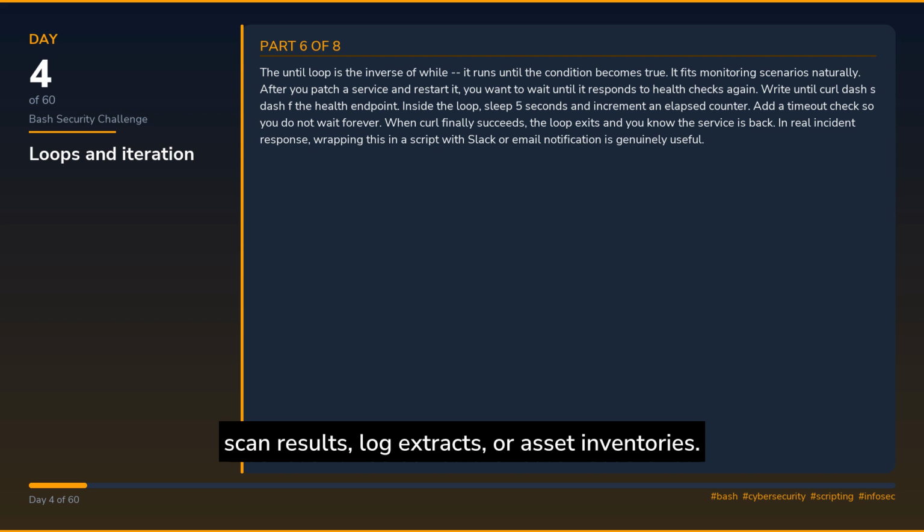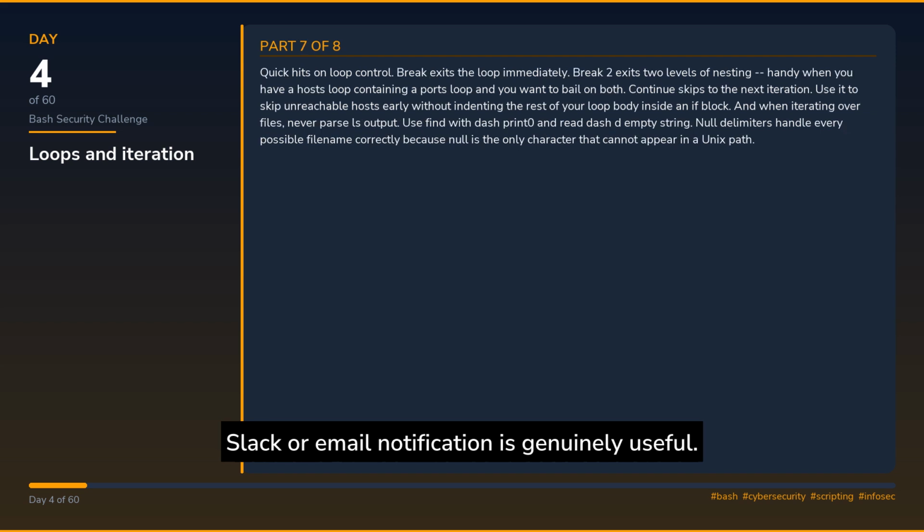In real incident response, wrapping this in a script with Slack or email notification is genuinely useful. Quick hits on loop control. Break exits the loop immediately. Break 2 exits 2 levels of nesting, handy when you have a hosts loop containing a ports loop and you want to bail on both.